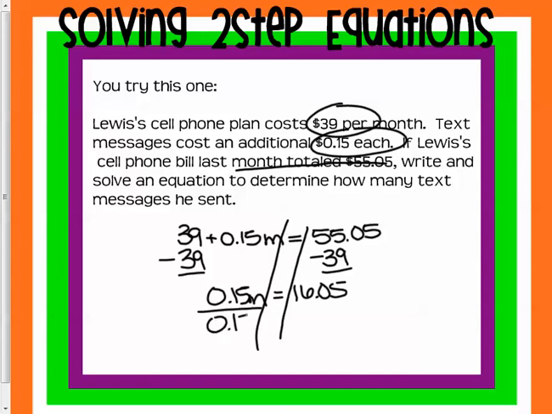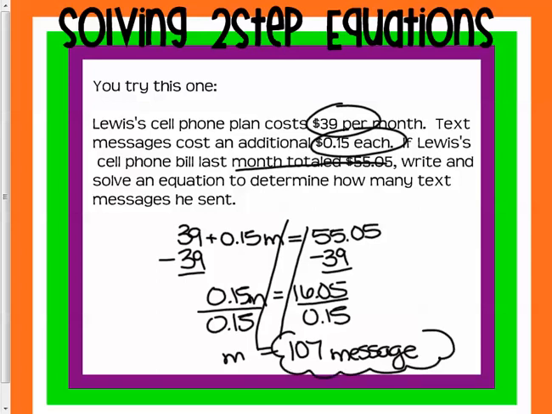So I'm going to divide what was left by the 15 cents, and I'm left with my messages equaling 107, not 10 and 7, that would be 7/10. So 107 messages.